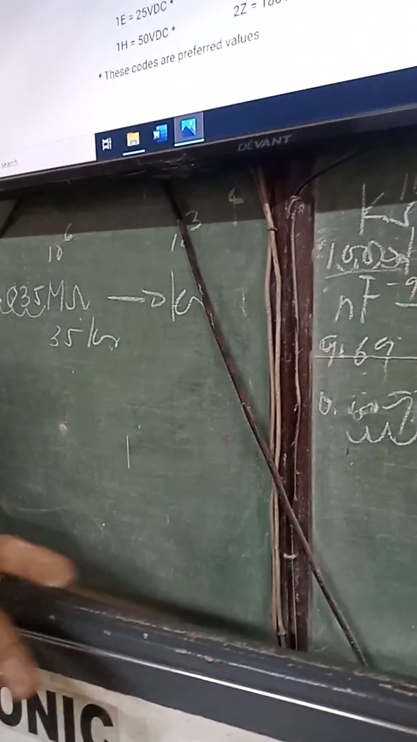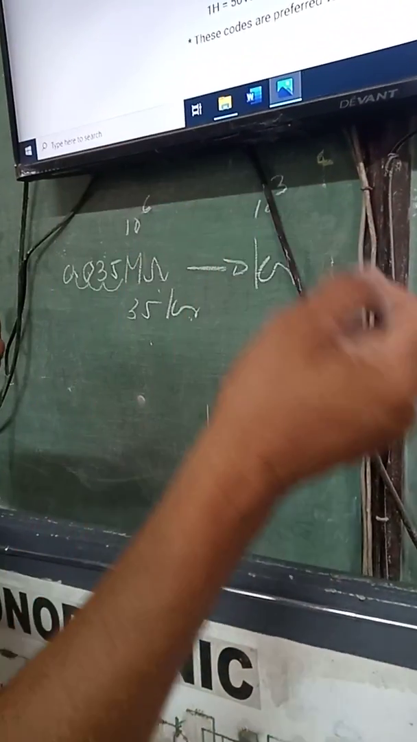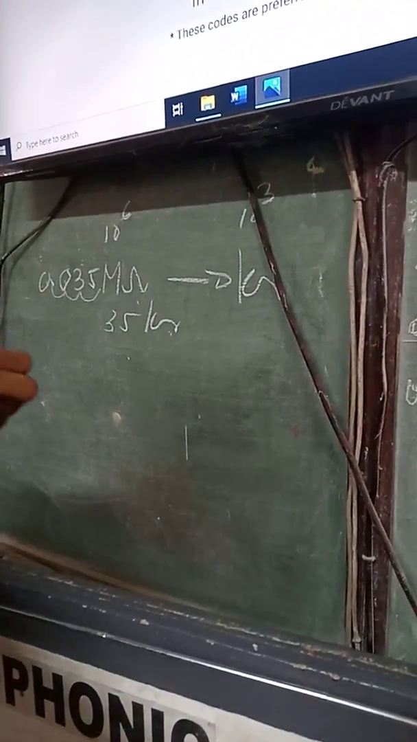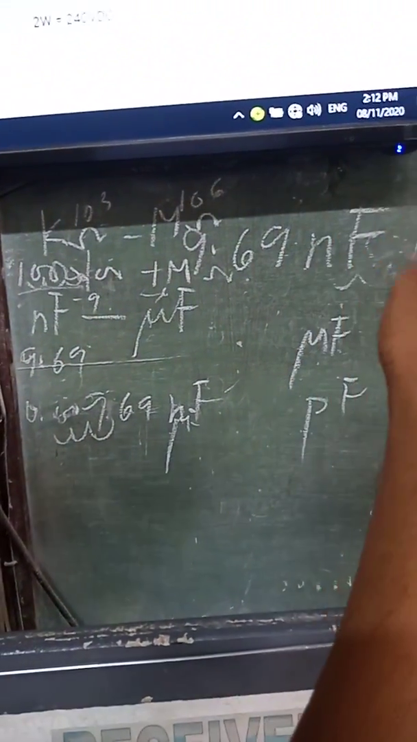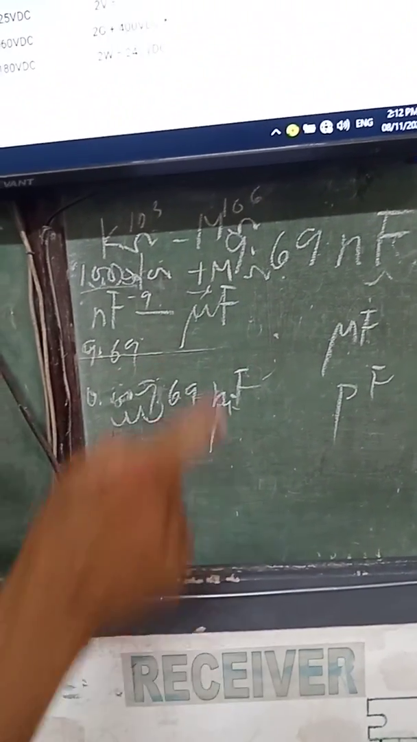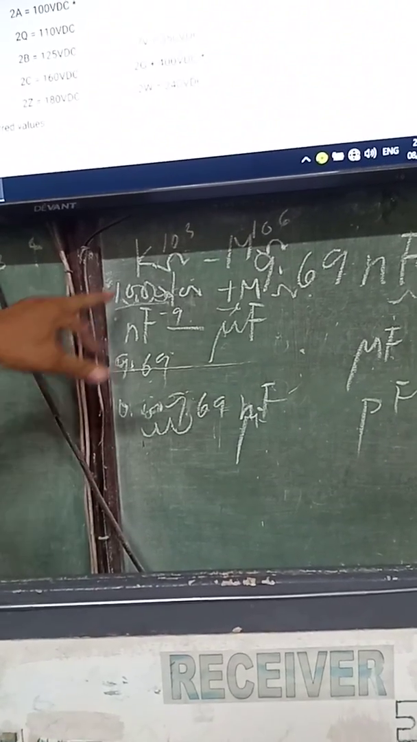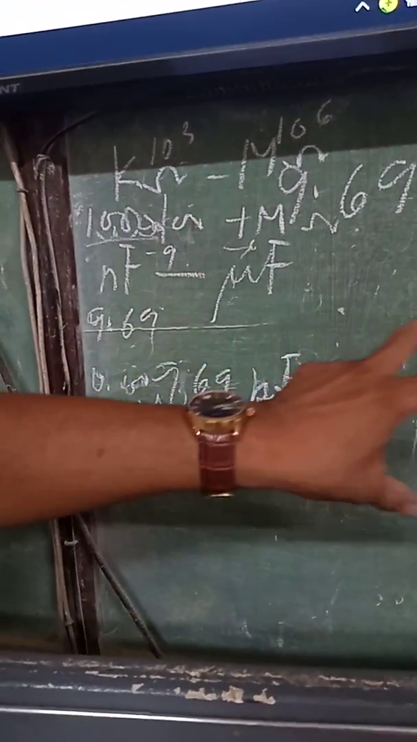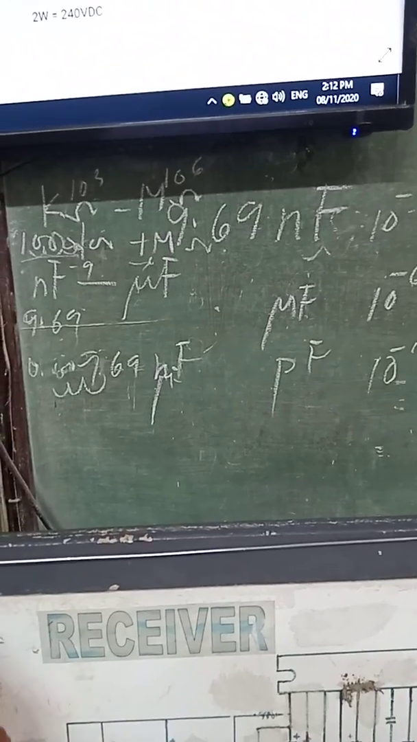Just remember, when you are converting larger into smaller, you have to move the decimal point to the right. And when you are converting smaller to larger, you have to move the decimal point to the left. How many places? That depends upon the power of every prefix unit. Kilo, mega, nano, micro, pico are prefix units. Ohms, ampere, hertz, volts are basic units.